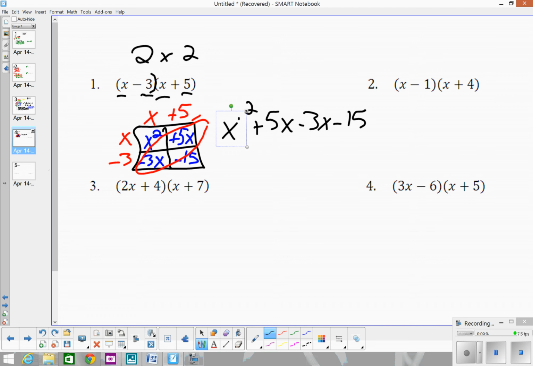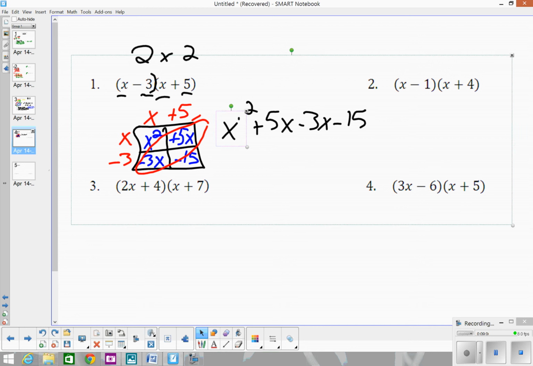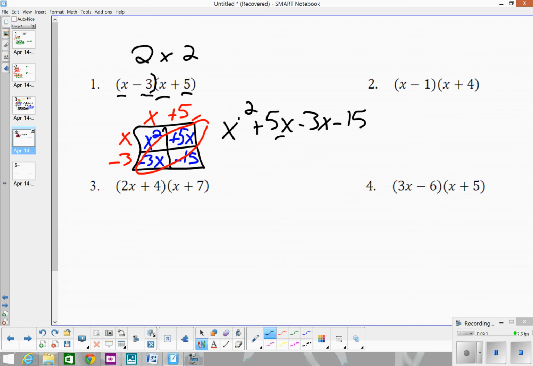Okay, good. So now I want to combine those like terms. So I'm going to have positive 5x minus 3x is 2x. Write down what I didn't use. And it's going to be x squared plus 2x minus 15. And that's our fourth step, is to rewrite our expression. Okay, good.